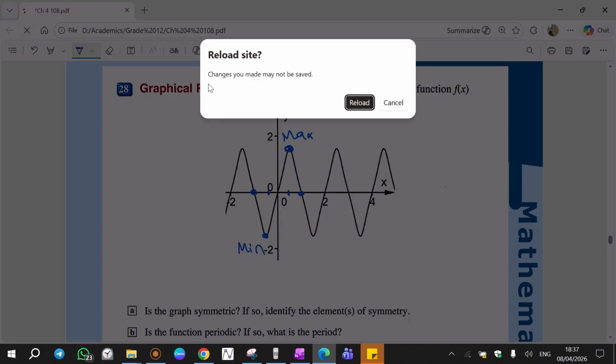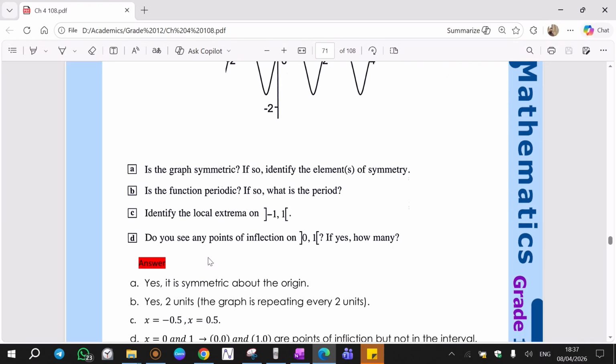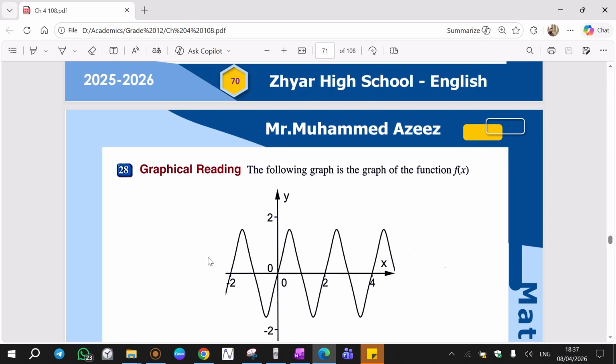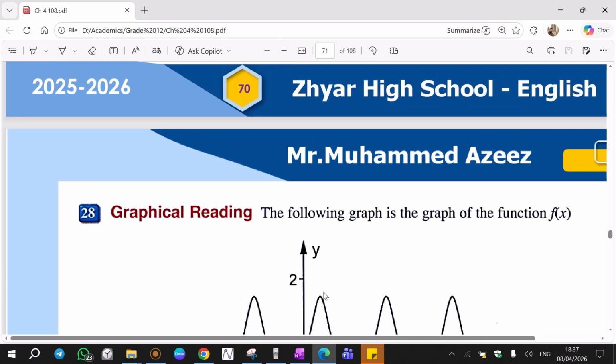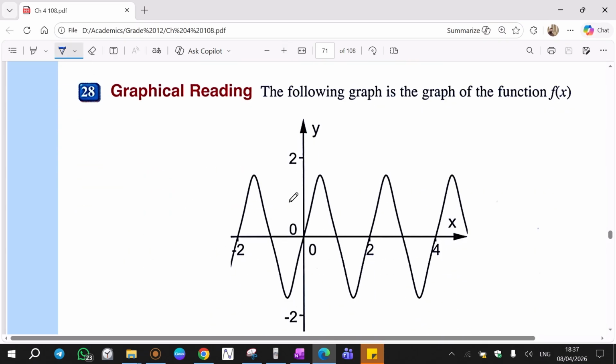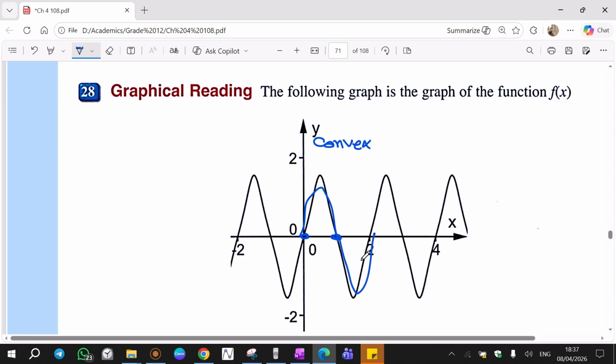Then it asks for point of inflection between 0 and 1. Between 0 and 1, 0 until 1, it's one wave and it's only convex. If a graph is only concave or only convex, it has no inflection. But if we extend the interval, like from 0 until 2, yes, there is one point of inflection.